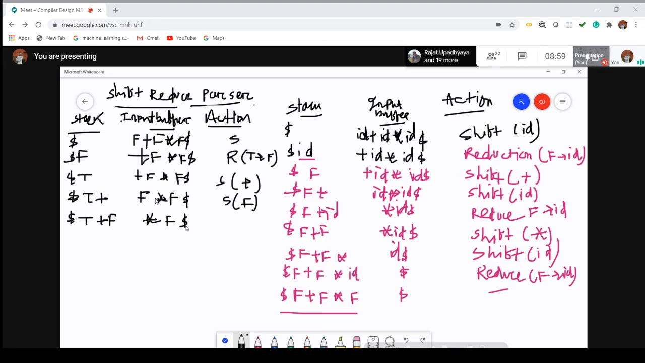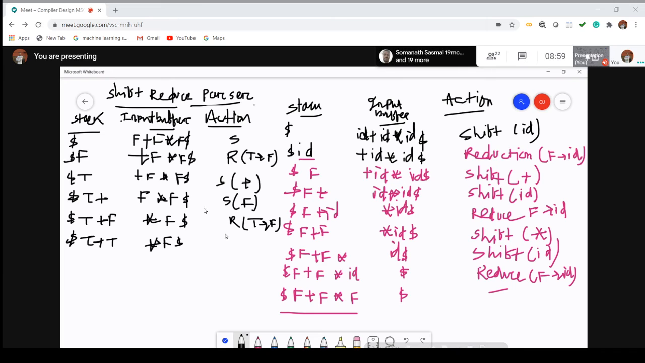Okay, now again I have to perform the reduce operation. Which value is to be reduced? The F value is to be reduced in the form of T to F. So this value equals dollar T plus T star F, and it should end with a dollar symbol.